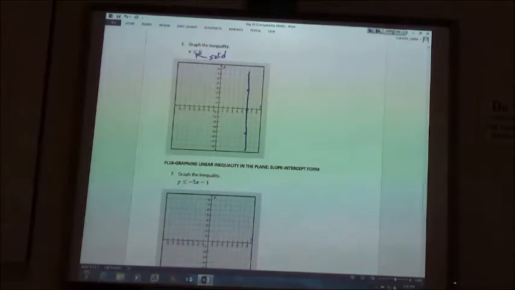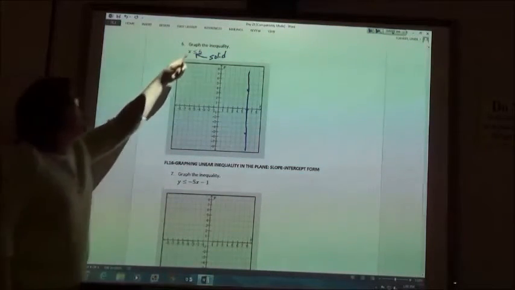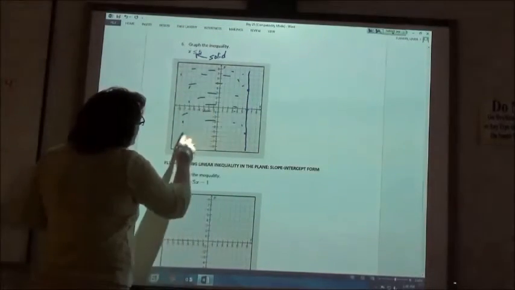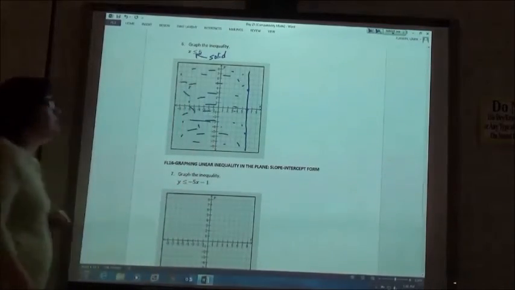What side of our line should we shade? To the left, because we're doing less than. So it's going to shade in all this big section over here with a whole bunch of little dots, and our graph will look something sort of like that.